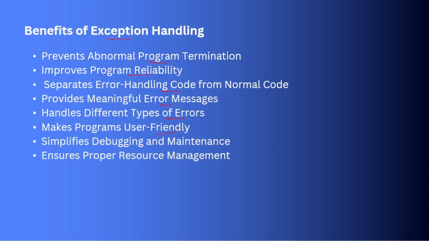So it helps in making debugging easier. The next point is that it simplifies debugging and maintenance. Why? Because the user knows exactly what has gone wrong and can read the particular message, so debugging and maintenance becomes easier. Then it ensures proper resource management. By using the finally block, resources such as files, database connections, and network connections can be closed properly even if an exception occurs. We have seen the finally block. Using that, if the connections are closed, proper resource management is ensured.